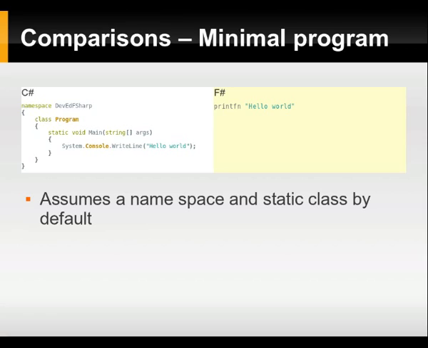And basically from a .NET point of view, you can assume that your file is a static class. So just having a file is the equivalent of having declared a namespace and a static class in C#. Does that kind of make any sense? We'll have an example of it later.